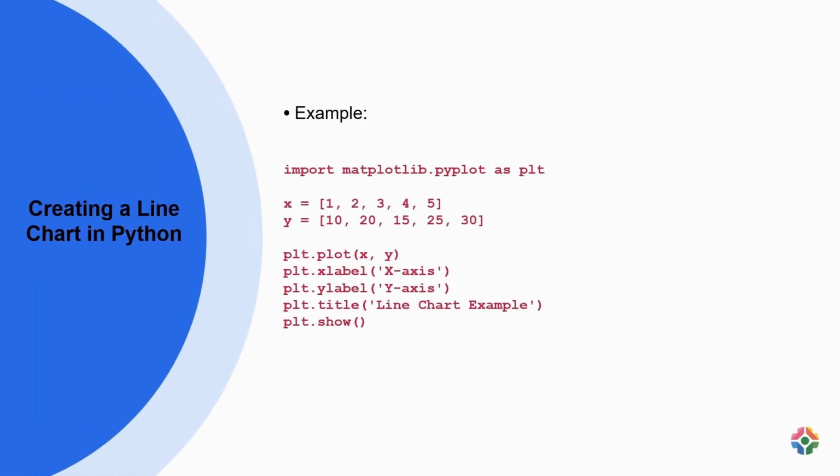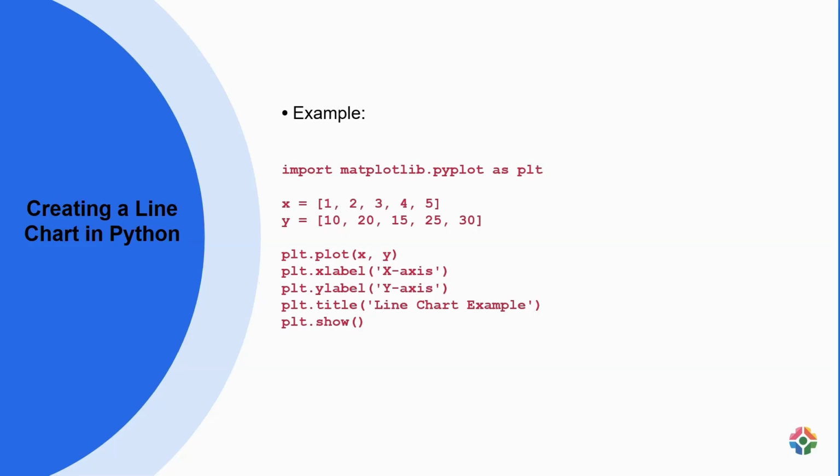To create a basic line chart using Python's Matplotlib library, you first import the library at the beginning of your script. Then define your data points for the x and y axes. You can customize the appearance of your plot by adding labels to the x and y axes using plt.xlabel and plt.ylabel. Lastly, add a title to your chart with plt.title and display the plot with plt.show. This code will generate a simple line chart displaying the points (1,10), (2,20), (3,15), (4,25), and (5,30) on the graph.